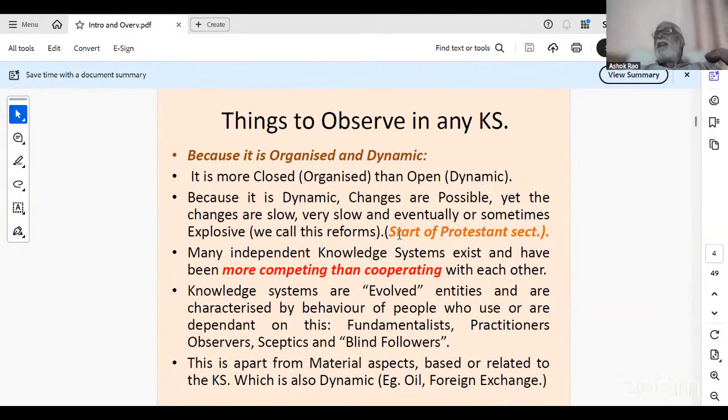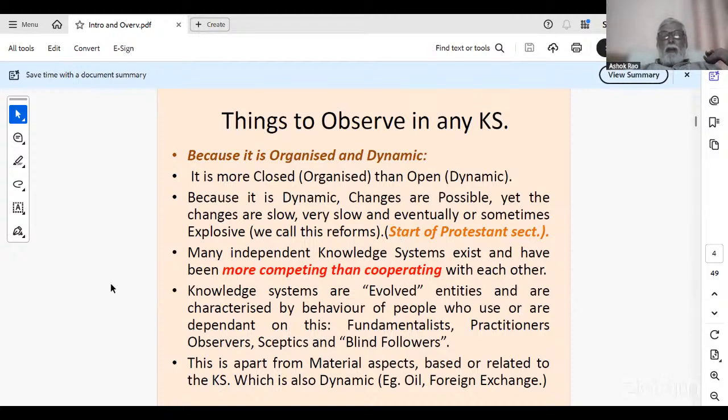One good example is how the Protestant sect of Christianity emerged after almost 800, 900 years of mainstream Catholics. And such things have happened everywhere, even in the Islamic and the Hindu sects. Such explosions where reforms have taken place and things have split are more common than uncommon.